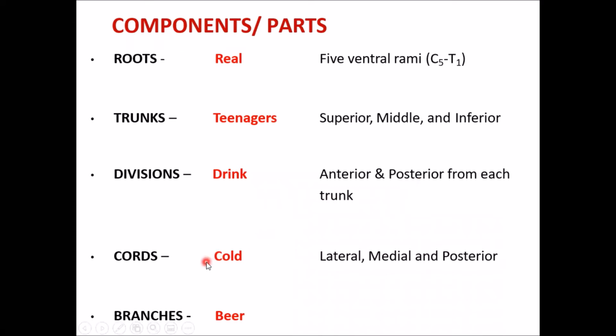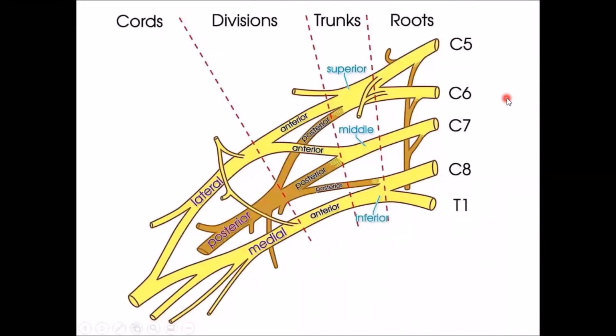Then there comes cords. There are 3 cords: lateral, medial, and posterior, and they are named in relation to second part of the brachial artery. And the last component is branches. We shall discuss these one by one in the coming slides. This is the diagrammatic presentation of brachial plexus. As you can see, there are different components of the brachial plexus: roots, trunks, divisions, cords, and the terminal branches. We shall discuss these things in the coming slides one by one.